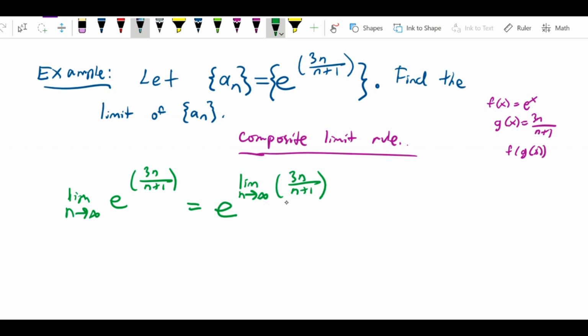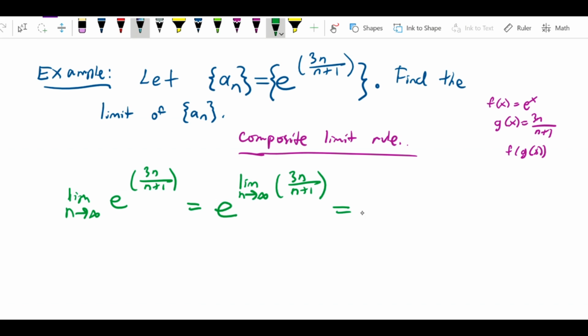And now I can evaluate this limit just using the rules that I know for limits of rational functions of polynomials. I can either just multiply by 1 over n, or I can simply observe that the degree of the numerator and denominator is both 1, so I just take the ratio of the coefficients of each of the highest powers of n.